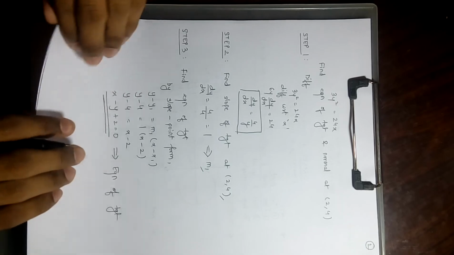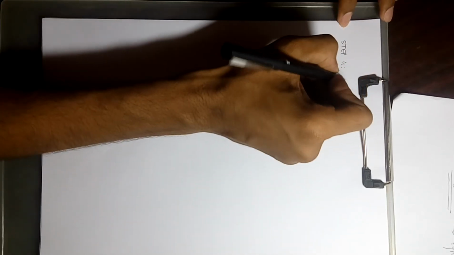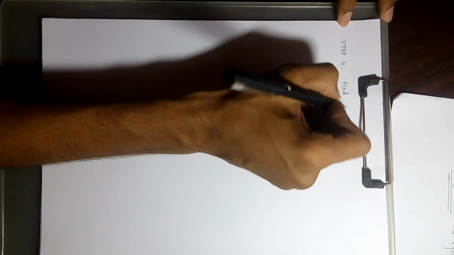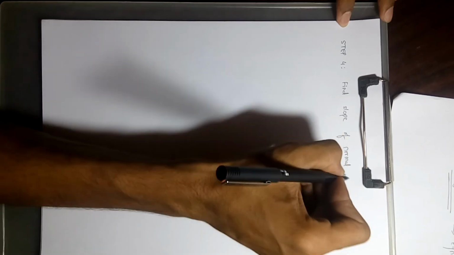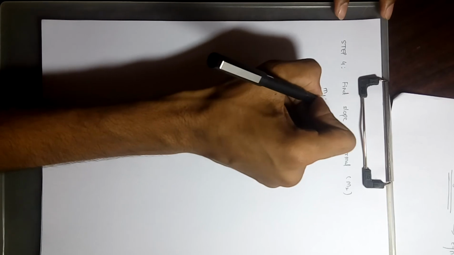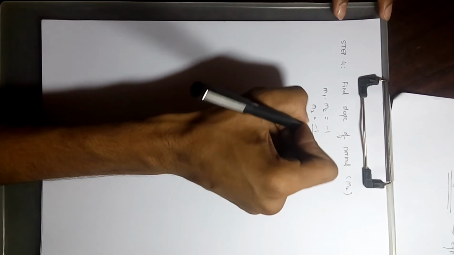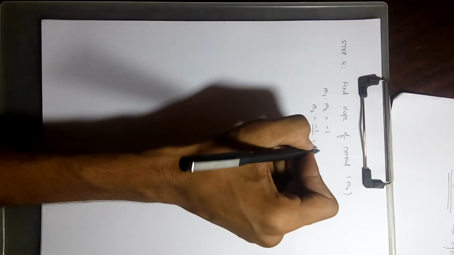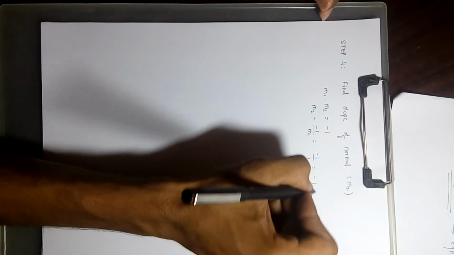Now I need to find out the equation of normal. For that, first I need the slope. So I take step 4, find the slope of normal this time, which will be m2, right? Now we know that they are perpendicular, so m1 into m2 equals -1, m2 equals -1 upon m1. m1 was 1, right? So -1 upon 1 equals -1. So this is m2.